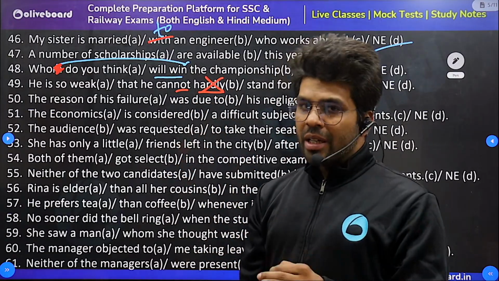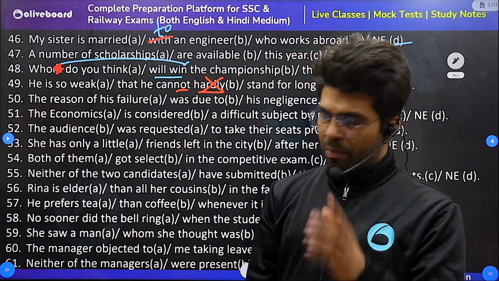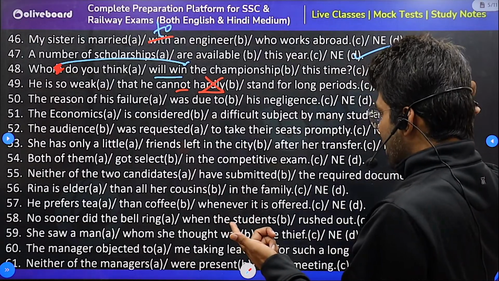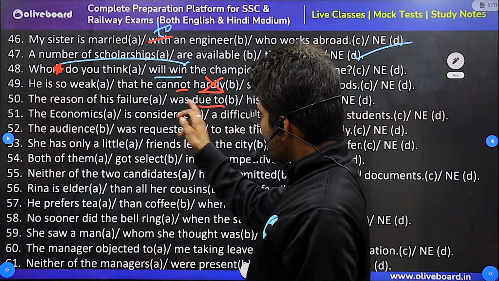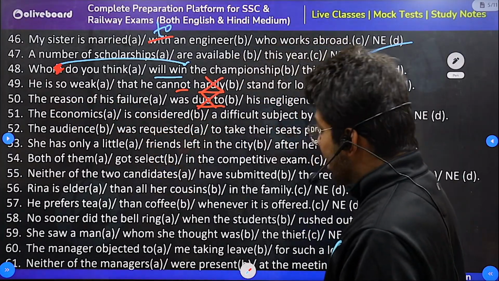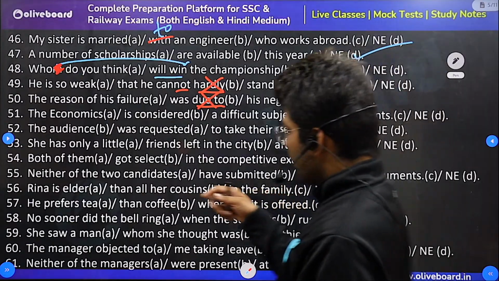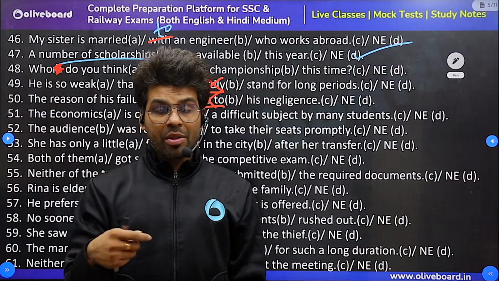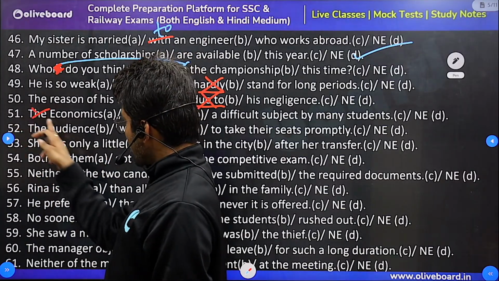Each and every year they ask this. Not with hardly or hardly with a negative term. Both of these can't exist together. The reason of his failure was this. That's the reason. Due to shows reason. Reason is already marked here. Need not mention reason again. The economics is a subject. We don't use articles before the name of subjects. The mathematics, the chemistry, the physics. Physics, chemistry, mathematics, economics. Drop it.